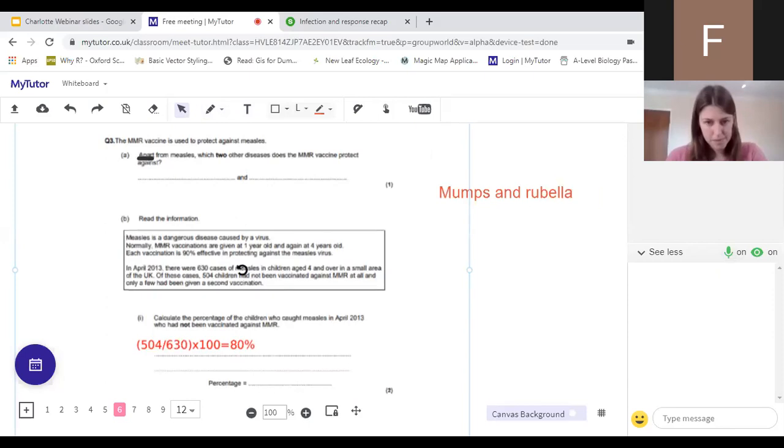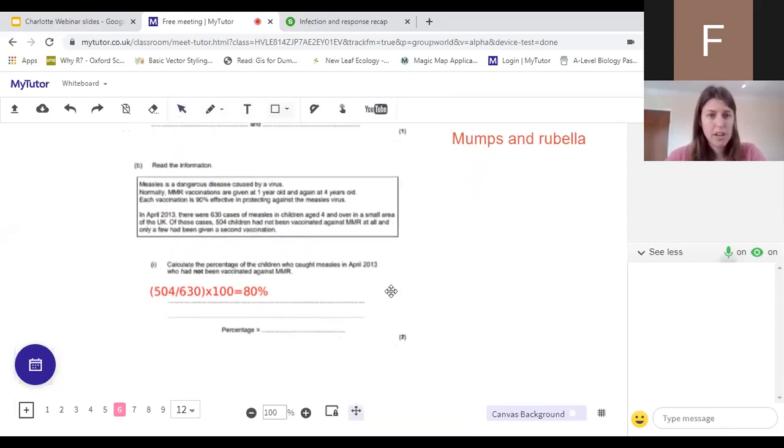Okay. And then it moves on to talk about measles in the context of a vaccine. So measles is a dangerous disease caused by a vaccine, caused by a virus, not a vaccine. This is why you should read the question properly. Normally, MMR vaccinations are given at 1 year old and again at 4 years old. Each vaccination is 90% effective in protecting against the measles virus.